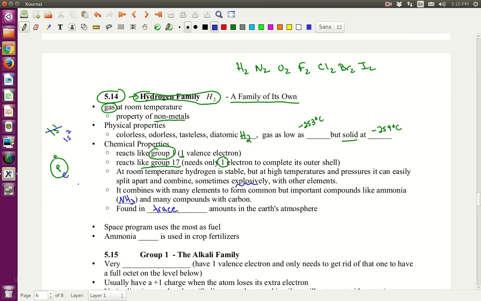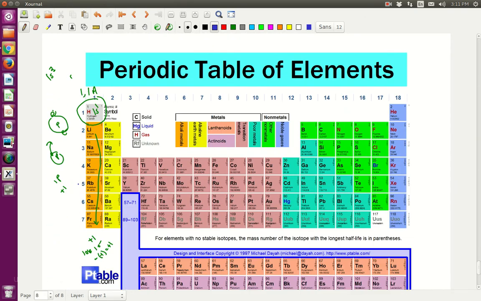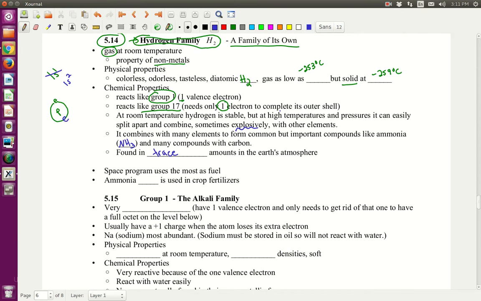Hydrogen can also react with things in group 17 or 7A, like chlorine. If hydrogen reacts with chlorine, we get hydrochloric acid, HCl, one of the important strong acids. We'll learn a lot more about that in chapter 16, at the very end of the year. The space program uses hydrogen for fuel, and ammonia, NH3, is used in crop fertilizer.